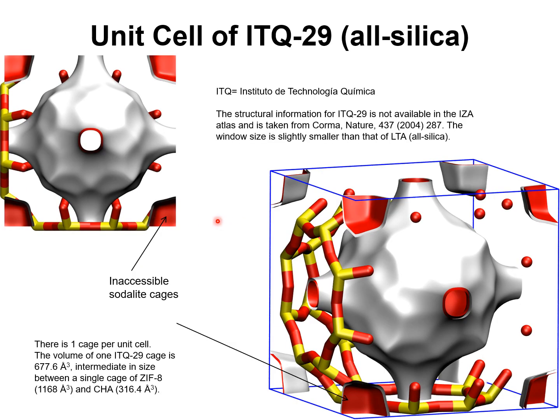This slide shows the structure of ITQ-29, which is an all-silica zeolite. This is one unit cell of ITQ-29 and it contains 1 cage. The volume of one ITQ-29 cage is 678 cubic angstrom, which is intermediate in size between a single cage of LTA zeolite and Chabasite.